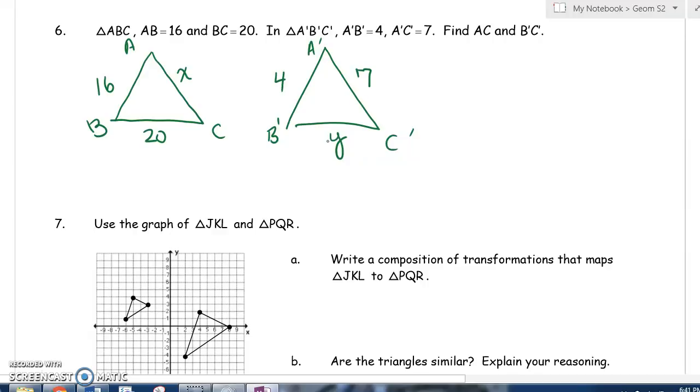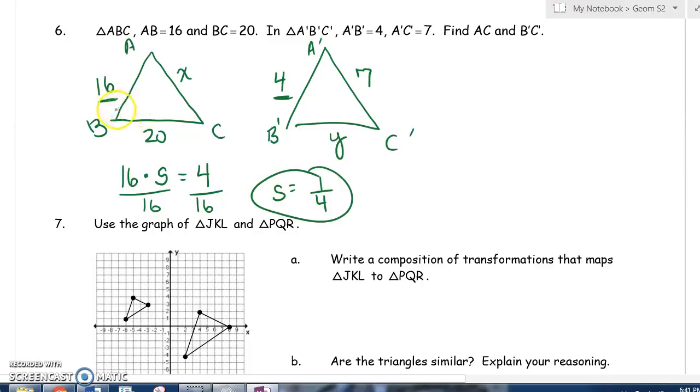So we have to find out what the scale factor is. What we're going to do is use two sides that match up that we have actual numbers for. So the 16 and the 4 match up. To find the scale factor, you start with the original, multiply by S, and set it equal to the new side. When you divide by 16 to get S by itself, you're going to get 1/4. So this triangle is becoming a fourth of its original size.